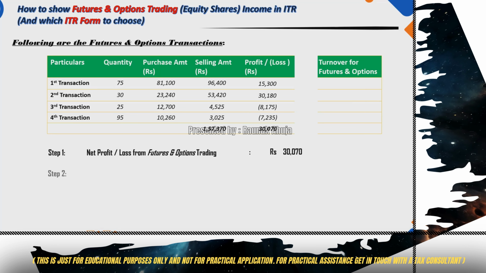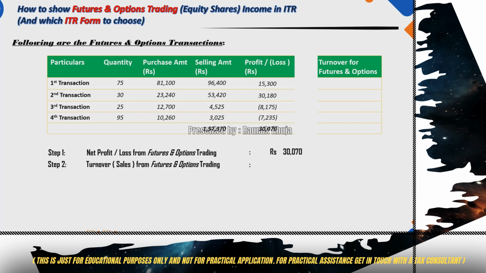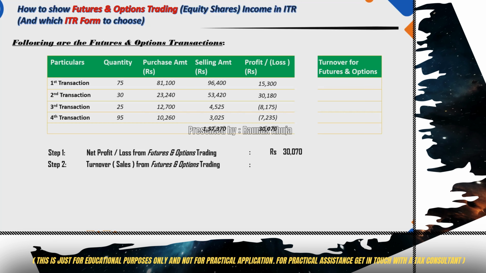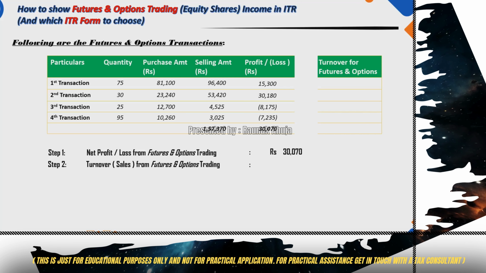Now, the next step involves calculation of turnover from the futures and options transactions. Now, in respect of futures and options transactions, the turnover would be calculated for each of the transactions individually. And the turnover for each transaction would be the absolute value of the profit or loss earned in that transaction. Now, what does this mean? Let's understand this with the help of our example.